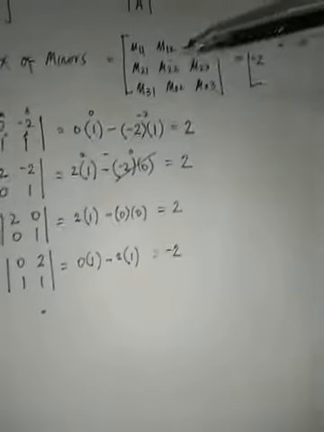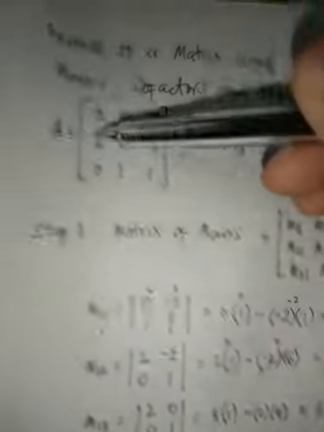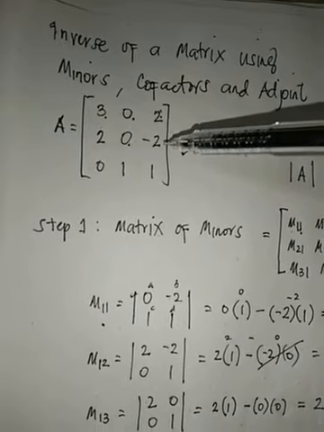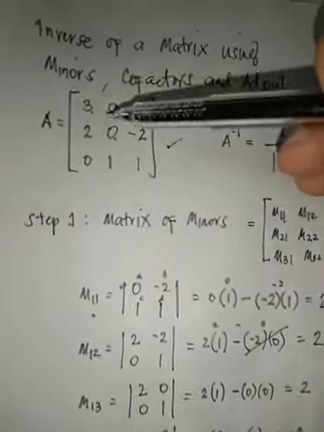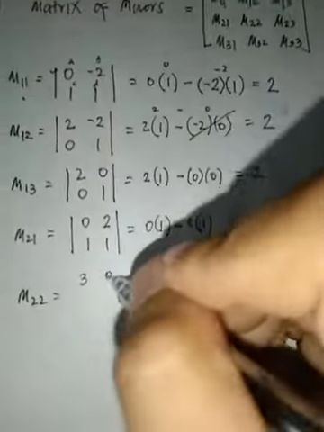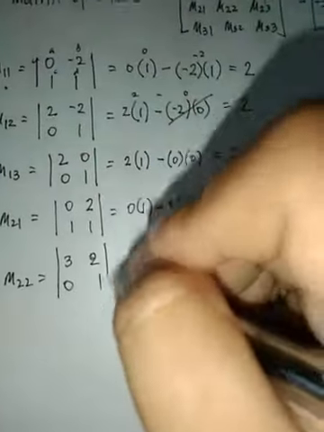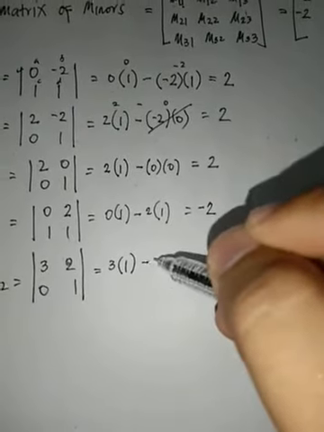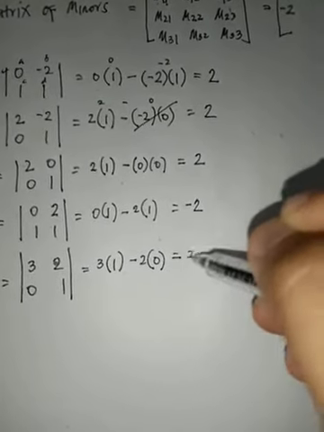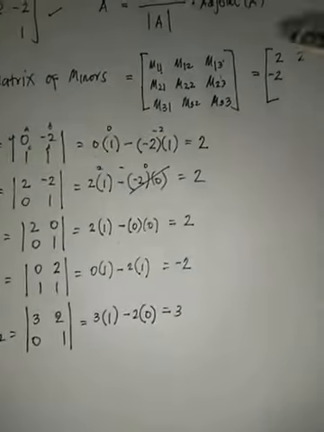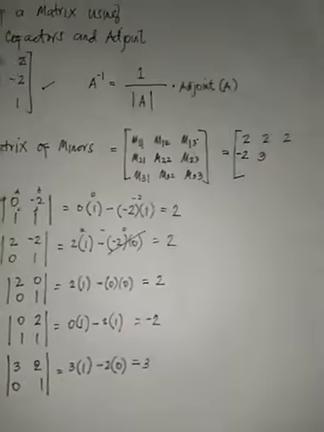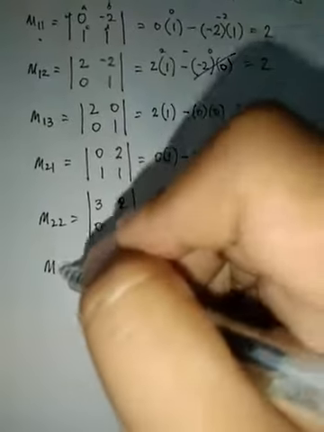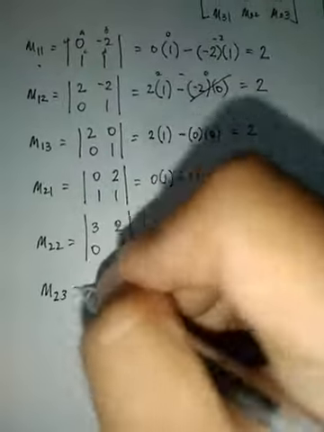Ang M22, dito, sa 0. So, disregard the second row and the second column. So, ang naiwan is 3, 2, 0, 1. Then, get the determinant. 3 times 1 minus 2 times 0. So, the result is 3. Kaya, positive 3. Yan. Isa-isahin lang natin hanggang makuha na natin yung ating minors.